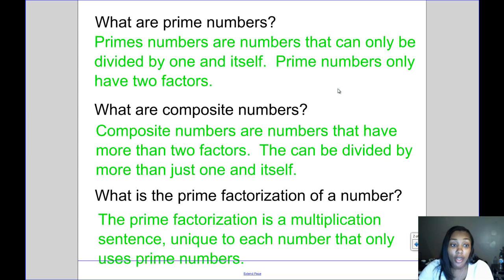What are composite numbers? Composite numbers are numbers that have more than two factors, and they can be divided by more than just 1 and itself. What is the prime factorization of a number? The prime factorization is a multiplication sentence unique to each number that only uses prime numbers.